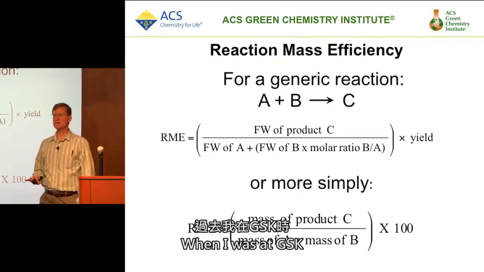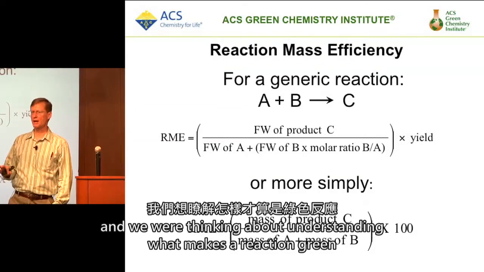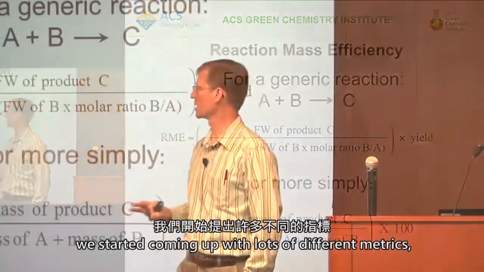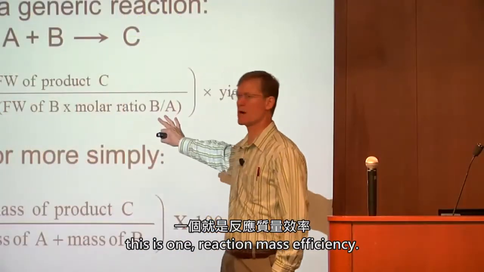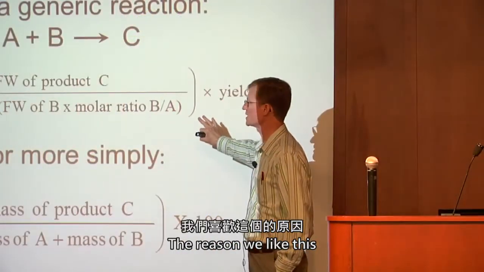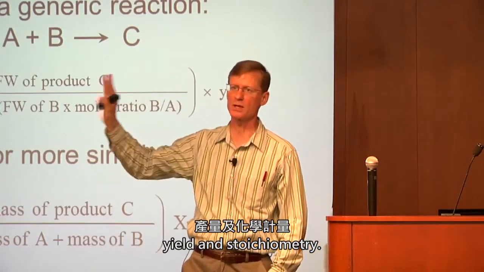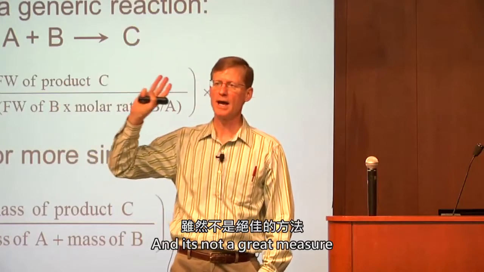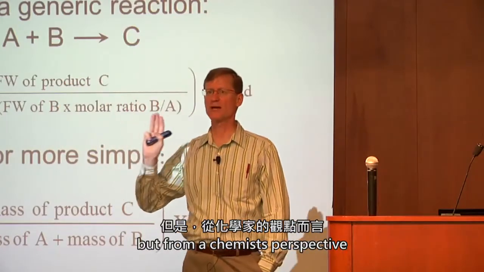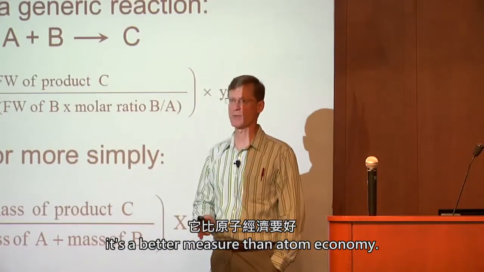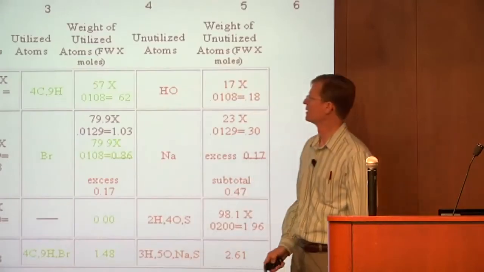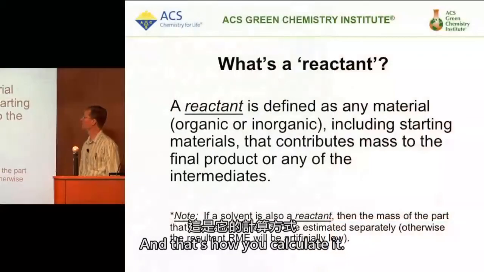When I was at GSK and we were thinking about understanding what makes a reaction green, we started coming up with a lot of different metrics. This is one, reaction mass efficiency. The reason we like this is because it takes into account atom economy, yield, and stoichiometry. All right? And it's not a great measure, but from a chemist's perspective, it's a better measure than atom economy. And that's how you calculate it.